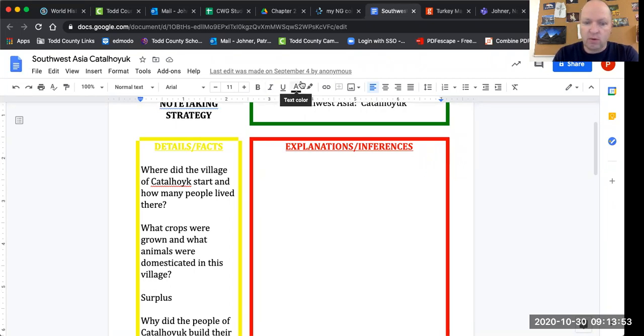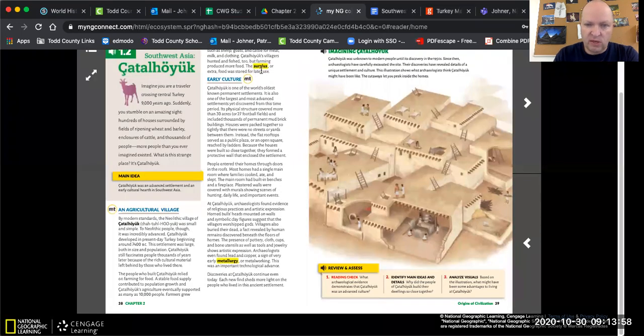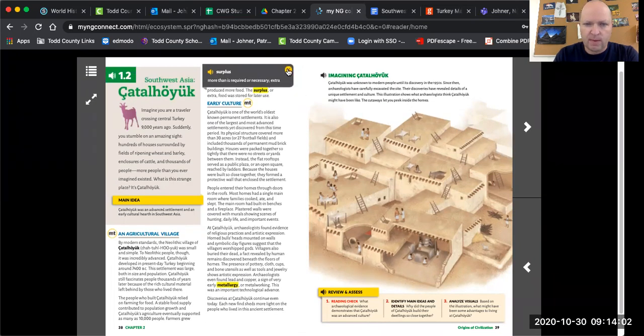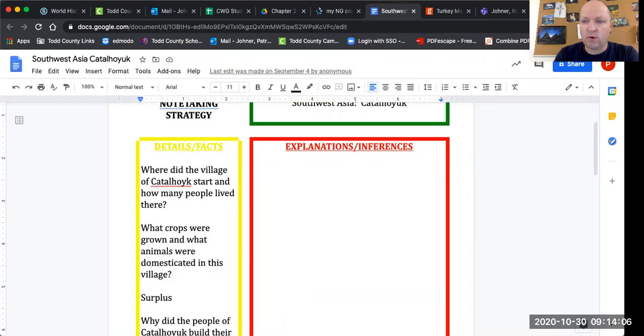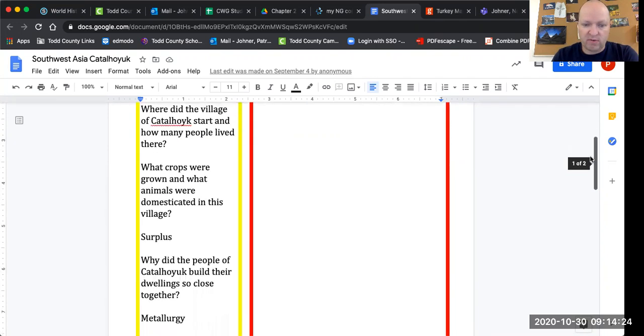Okay. What is surplus? If we look, surplus is one of our vocabulary words. Now remember, people have a lot more of things than before. When you're a hunter and gatherer, you're just getting enough to get by. You're sustaining yourselves. You're eating just enough to survive. So we see a big change with the agricultural revolution.